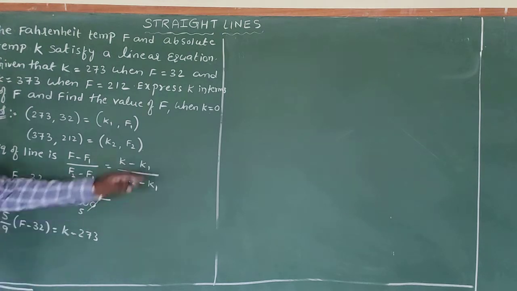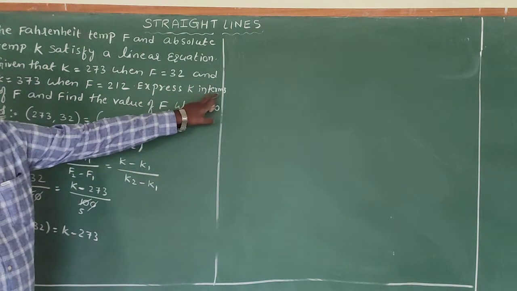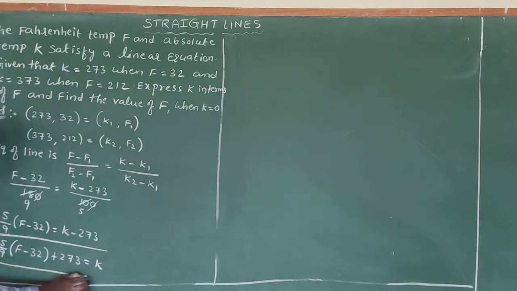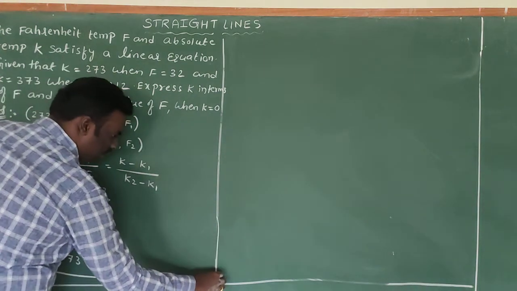But we are required to express K in terms of F. You send minus 273 this side. Then 5 by 9 into F minus 32 plus 273 is equal to K. This is the expression, the value of K in terms of F. Okay. Now continuation.